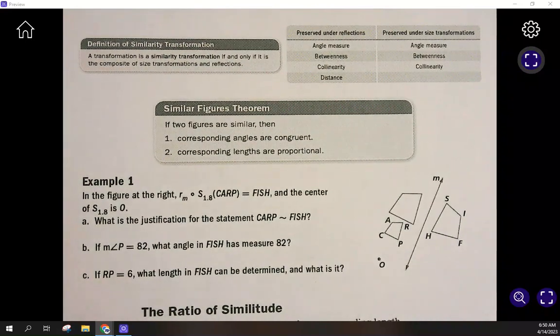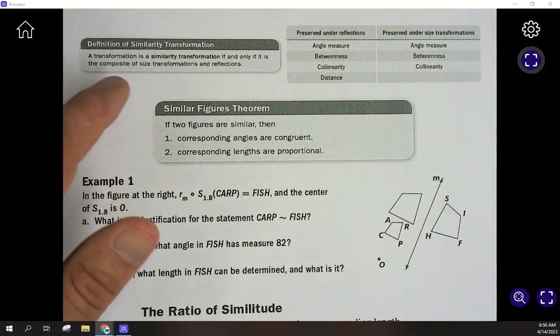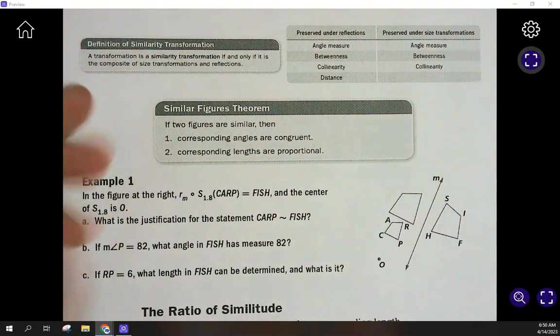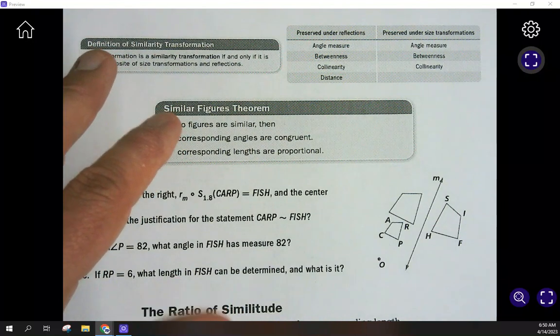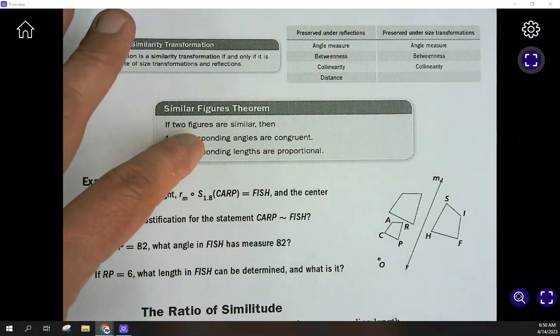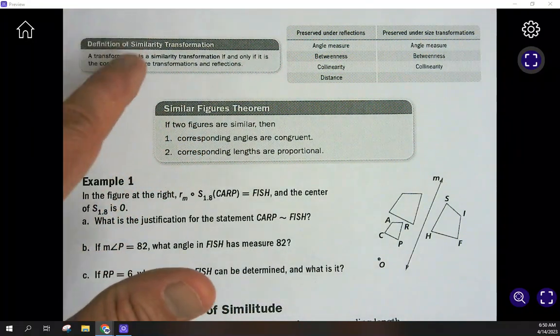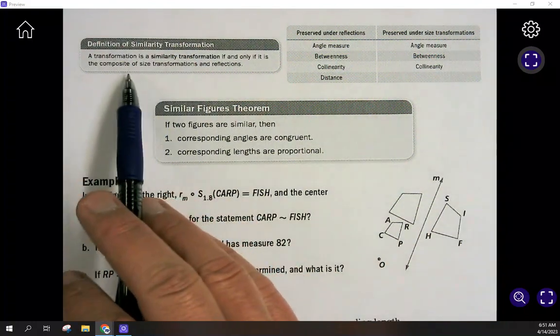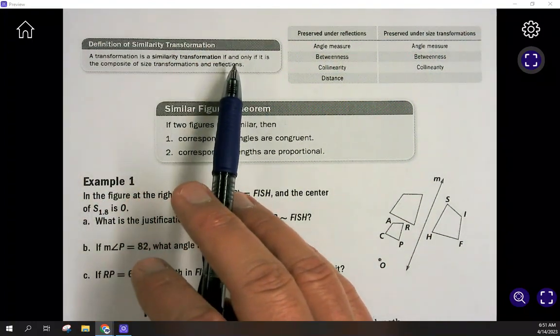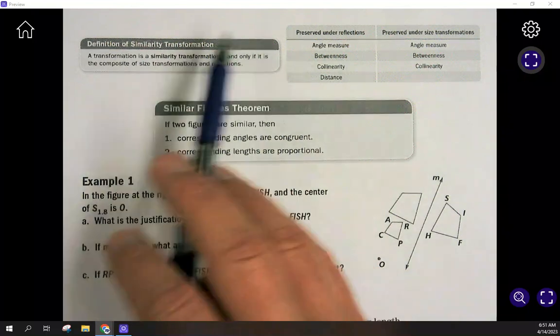All right, so we're going to take this one step further now, looking at the definition of a similarity transformation. So it's really just, again, continuing to define things. So any transformation that maintains all the things that we're going to talk about in the similar figures theorem would be a similarity transformation. And again, that comes from size transformations and reflections. So they're all encompassing here.